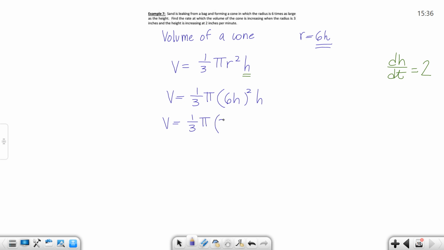Okay, now 6 squared is 36. h squared times h. So let's clean it up. 1/3 of 36 would be 12 pi. h squared times h would be h cubed. Now then, that to me is the hardest part of the entire problem. So that's the bad part.